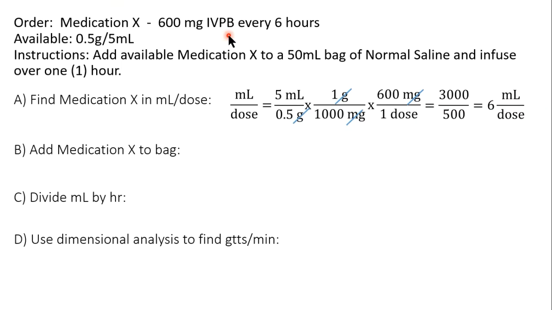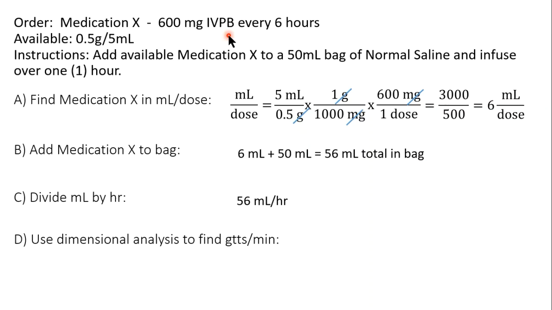Now, the instructions are to add that medication to the 50 milliliter bag. So 6 milliliters plus 50 milliliters means we have a total of 56 milliliters in the bag.